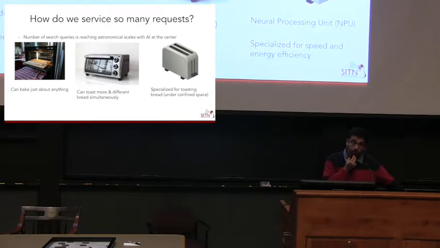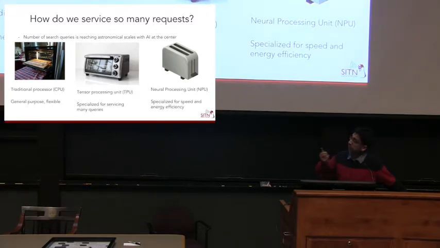And so if we actually look at some of the hardware in these data centers, our oven looks like our traditional processor, or what we call CPUs. We already talked about the toaster, and this toaster oven in the middle is this new piece of hardware that's being developed called a tensor processing unit, or a TPU. So what is this TPU?